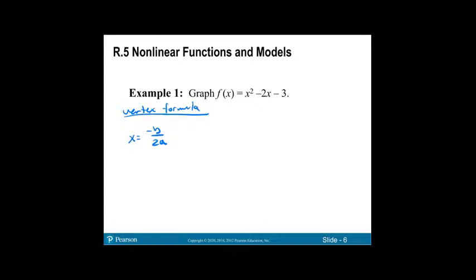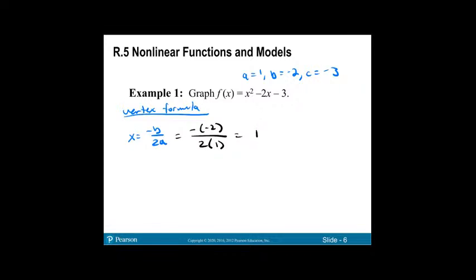That's going to be the x-coordinate of the vertex, right? So in this case, our a is 1, our b is negative 2, and our c is negative 3. Then this is going to be negative 2 over 2 times 1. So the x-coordinate of the vertex is going to be 1.